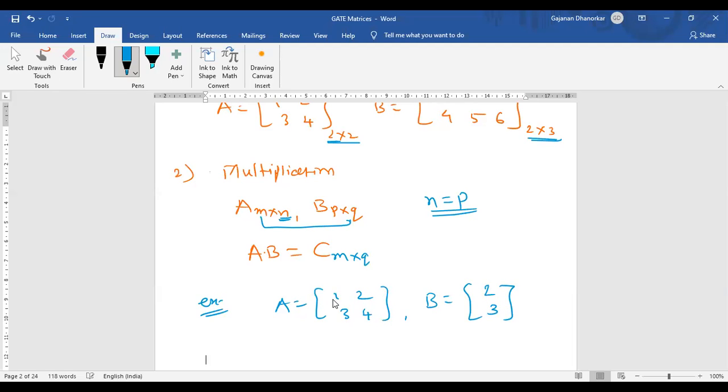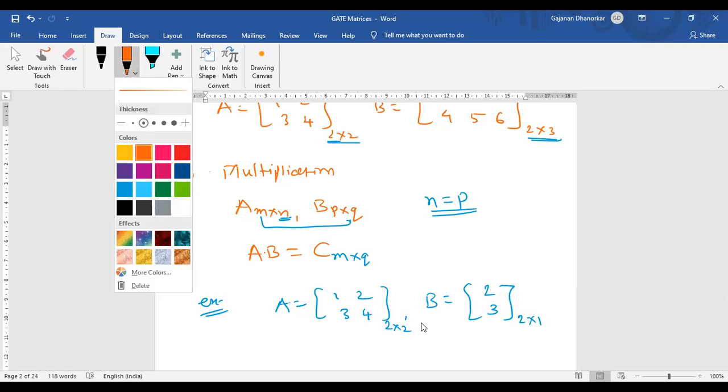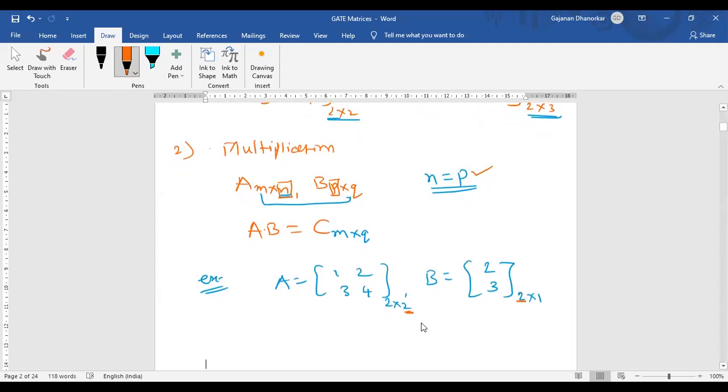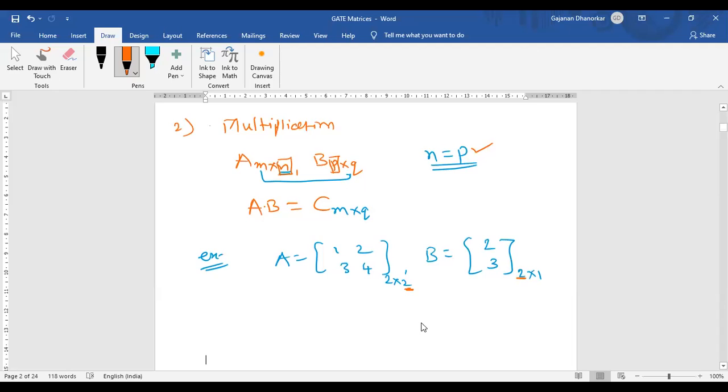Shall we take multiplication here? 2 by 2. How many rows here? 2 rows and 1 column. Yes, we can take here 2 and this 2. This condition should hold: columns of this first matrix and number of rows of second matrix. Yes, we can find. Come on, find out this A into B.